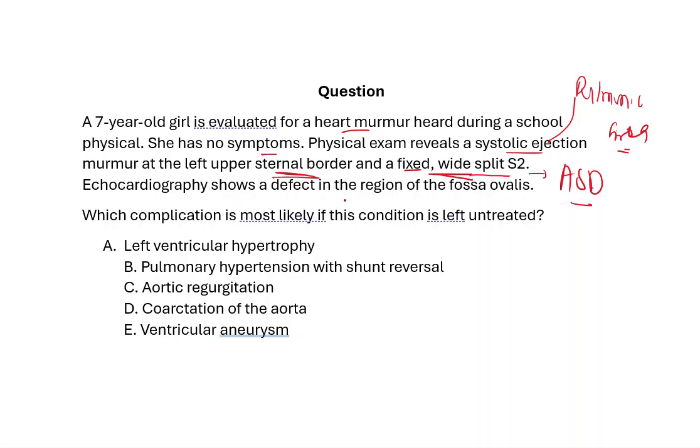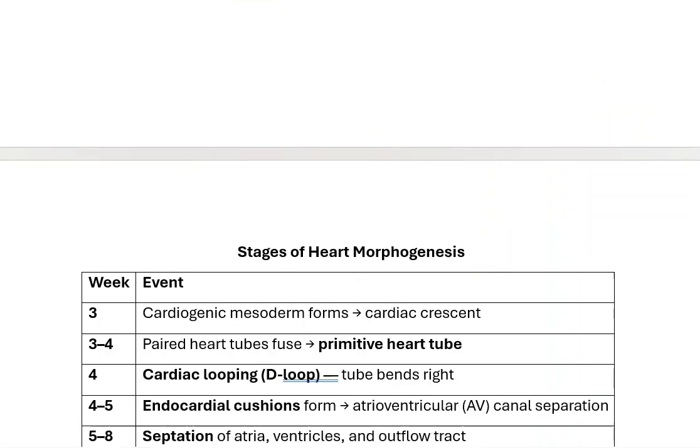Echocardiography shows a defect in the region of the fossa ovale. So that further confirms that this is ASD. Which complication is most likely if this condition is left untreated? So most likely the best answer there will be pulmonary hypertension with shunt reversal, which is what we call Eisenmenger syndrome. So let's see why.